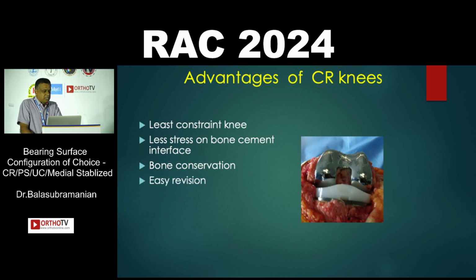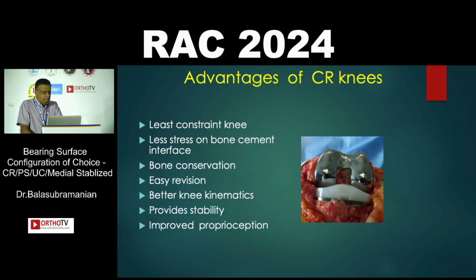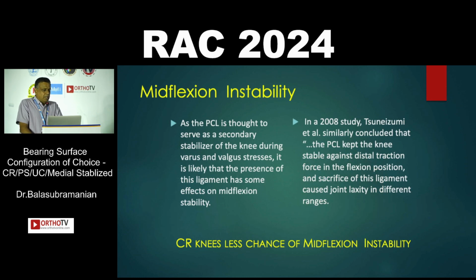There is no box cut, easy revision if it happens, better knee kinematics, and it provides stability. And because of preserving the posterior cruciate, there is improved proprioception and less patellar complications than posterior stabilized knee. The midflexion instability now and then occurs, but the study says if you use CR knees, the chance of midflexion instability is less.